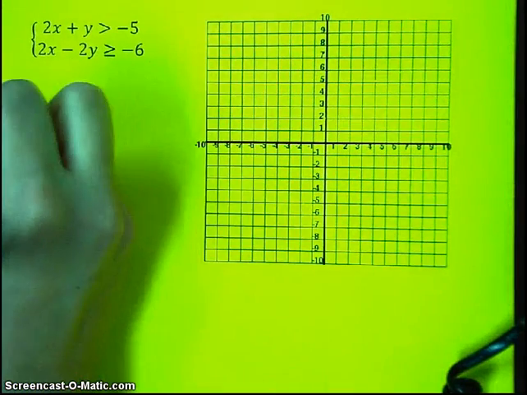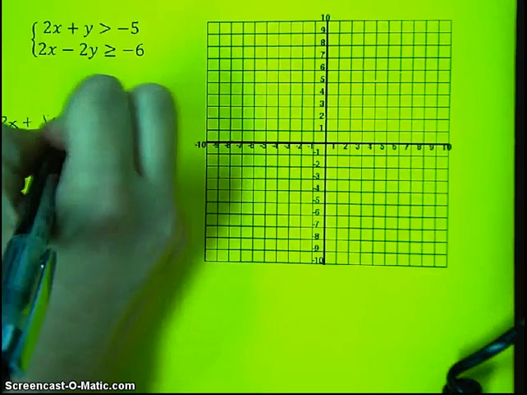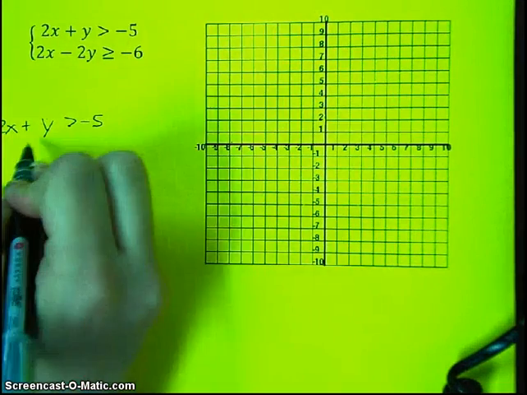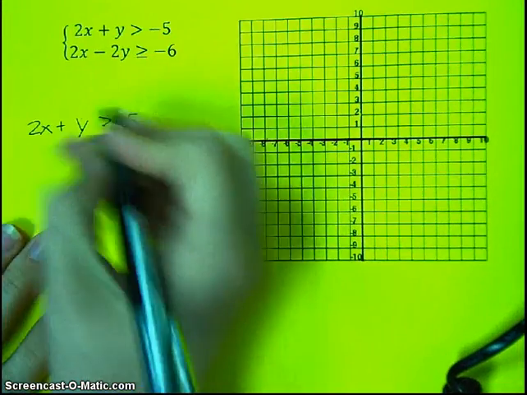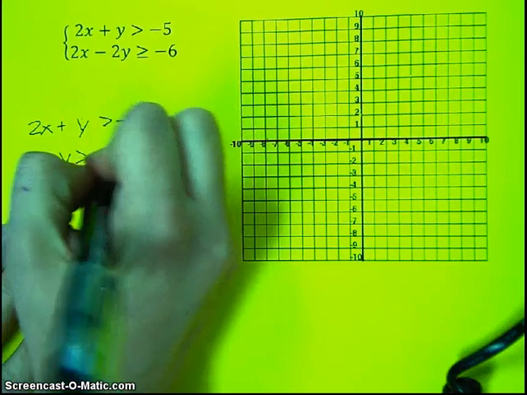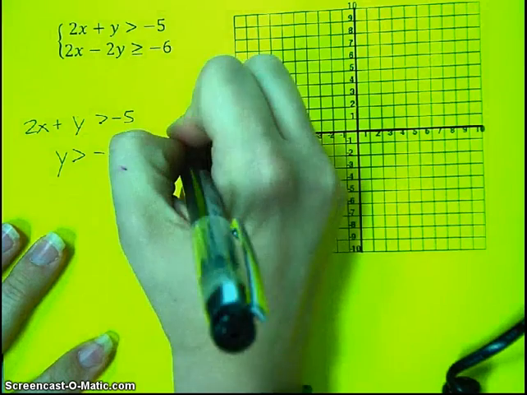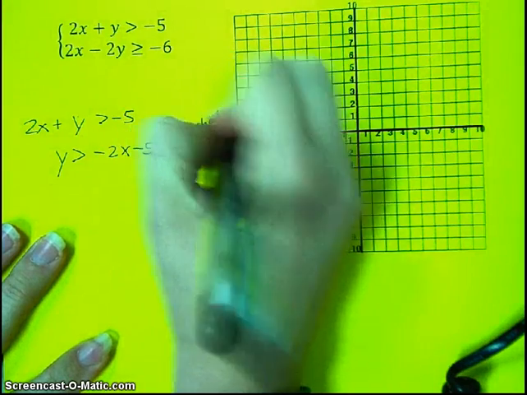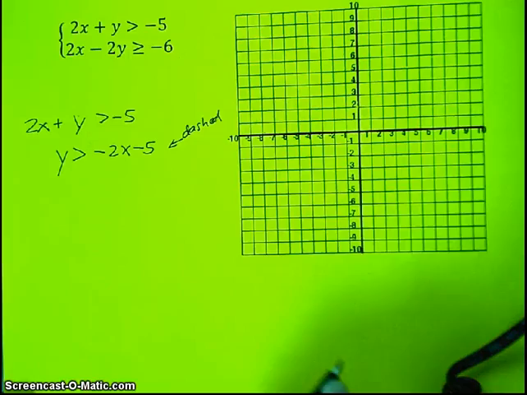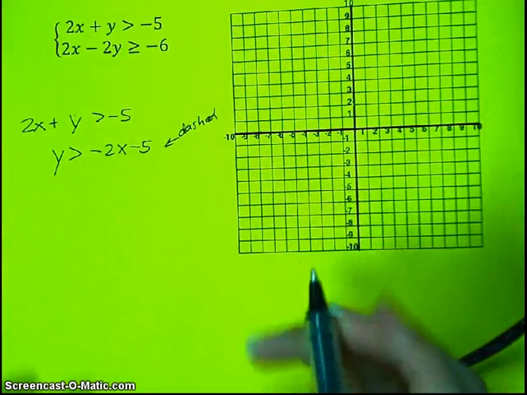So I'm going to come down here. Here's my 2x plus y greater than -5. We need y by itself, so we'll subtract 2x. So we have y is greater than -2x minus 5. Things I need to remind myself of: this is going to be a dashed line because it is just greater than and it's not equal to.